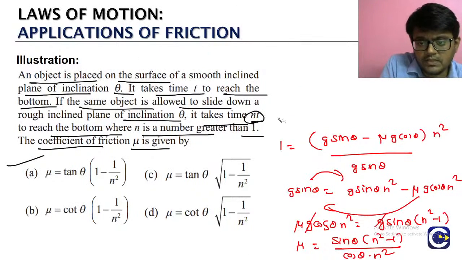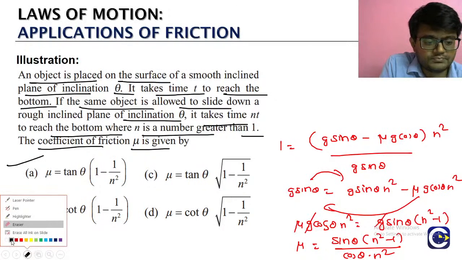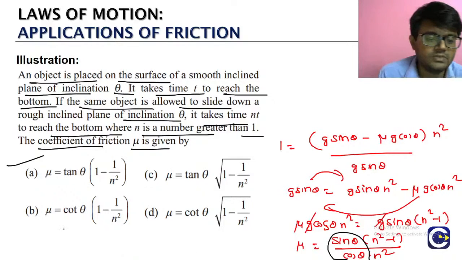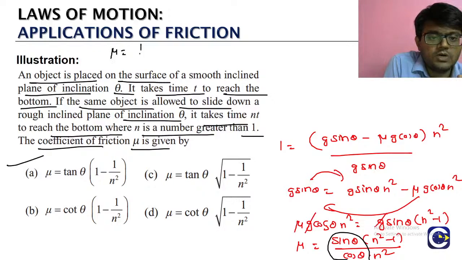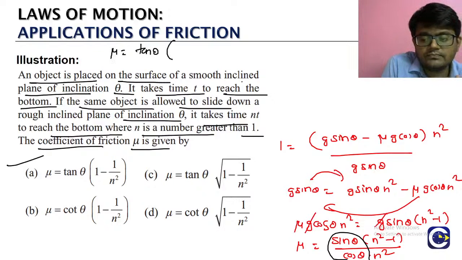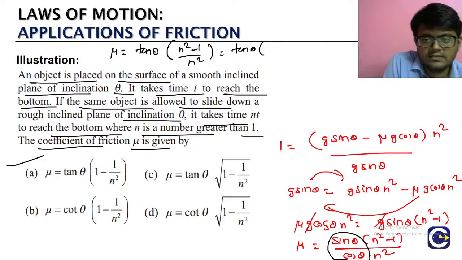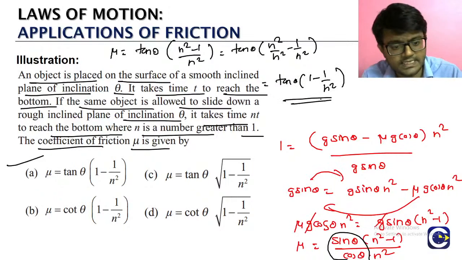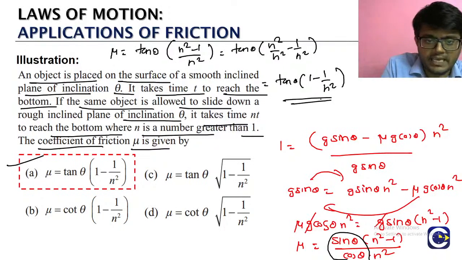Okay. So now what is sin theta by cos theta? Here sin theta by cos theta is tan theta. So I am writing out the expression here. Mu is equal to tan theta into n square minus 1 by n square. So this can be written as tan theta into, if you split it, n square by n square minus 1 by n square. That is tan theta into 1 minus 1 by n square. So what is the answer? Option A.